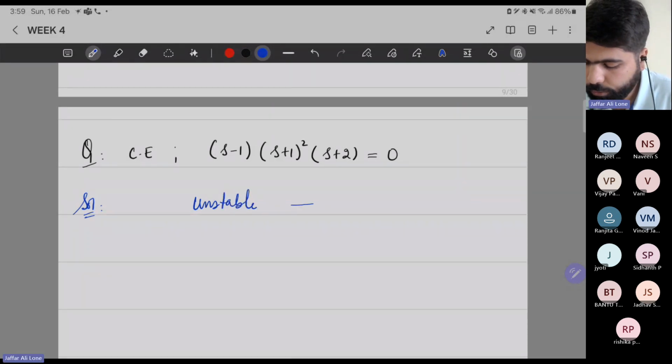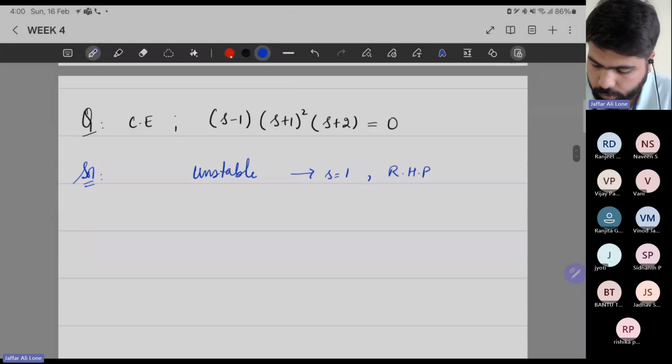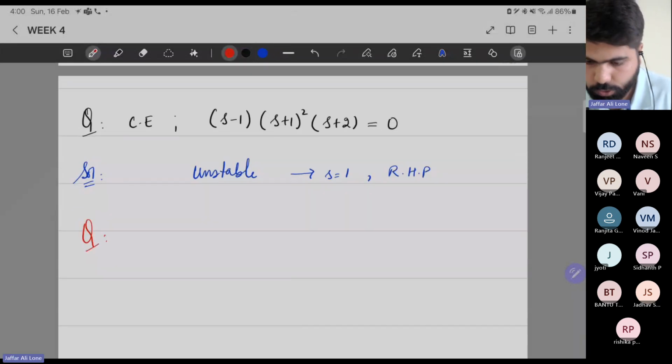Why? Because we have a pole at s equal to 1. It's a pole in the RHP. Correct? So now this question.